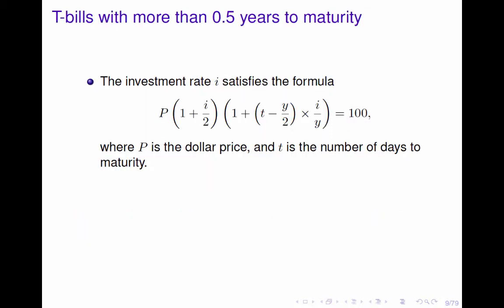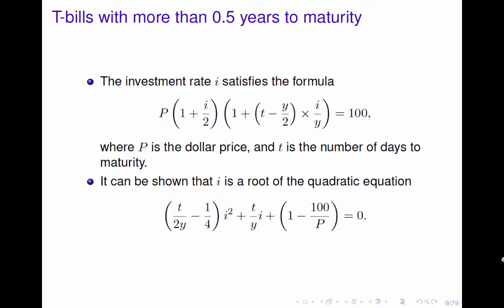For T-bills with more than half a year to maturity, the investment rate I satisfies the following equation. The seemingly complicated formula actually follows from the idea that the investment rate I is compounded semi-annually. More precisely, for the first half of the year, the growth rate is I divided by 2. And for the rest of the days that exceeds half a year, the growth rate can be obtained by the exact number of days times the daily growth rate. Rearranging the formula, it can be shown that I is the root of the following quadratic equation.